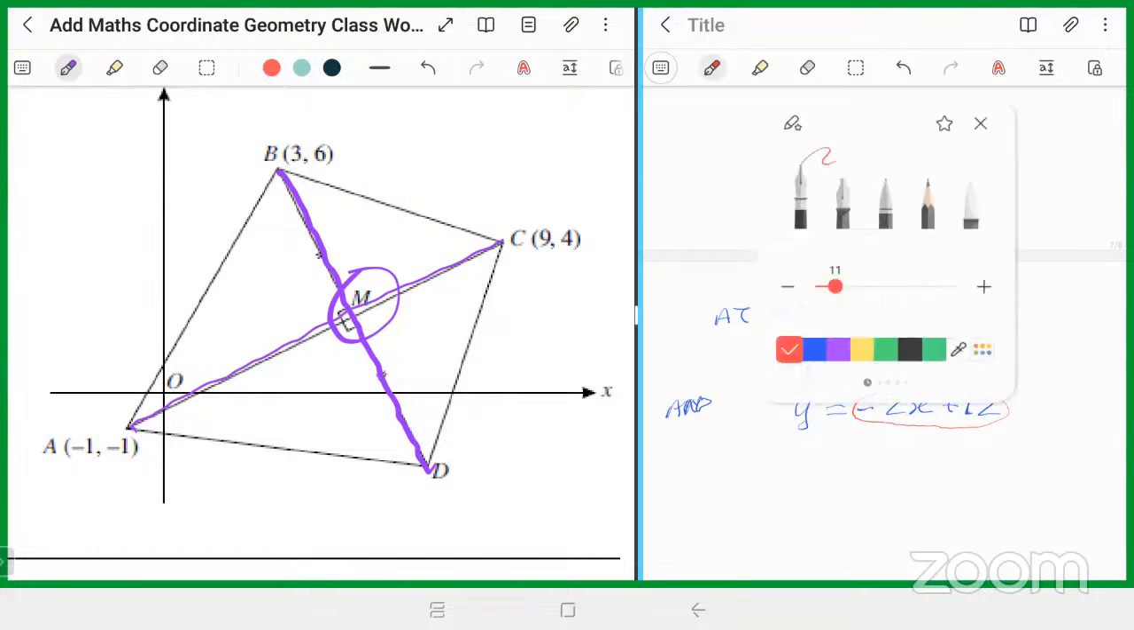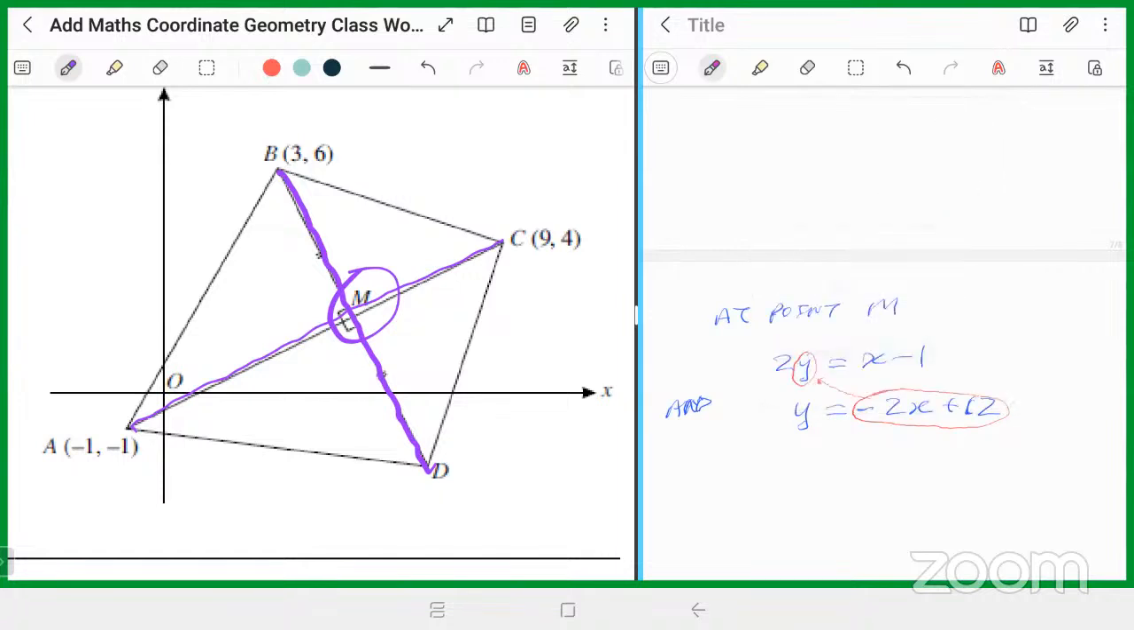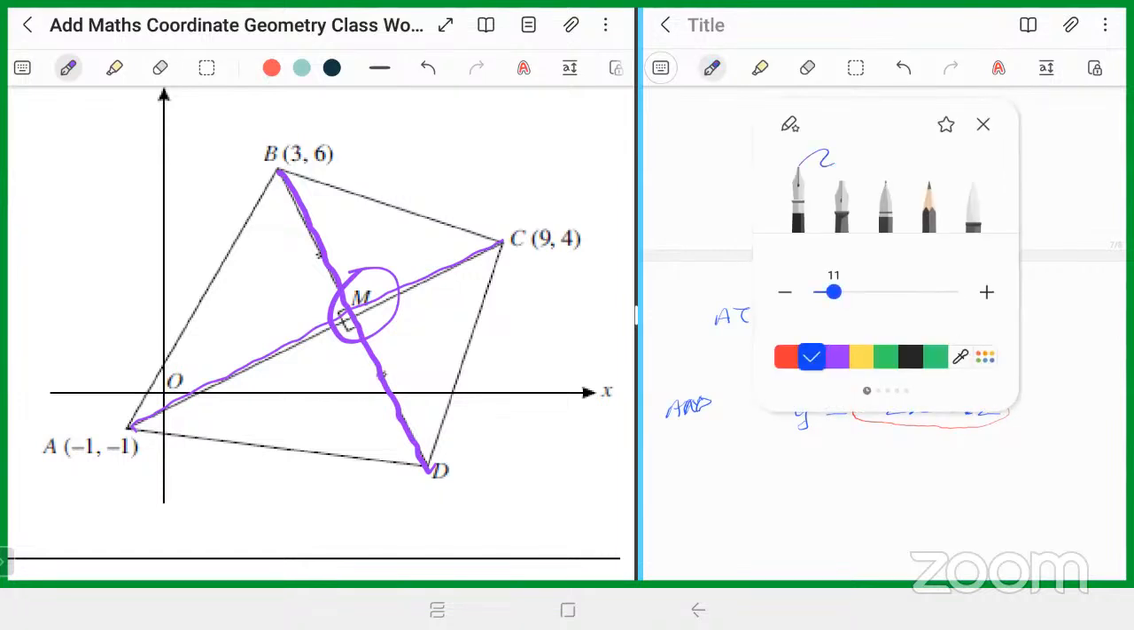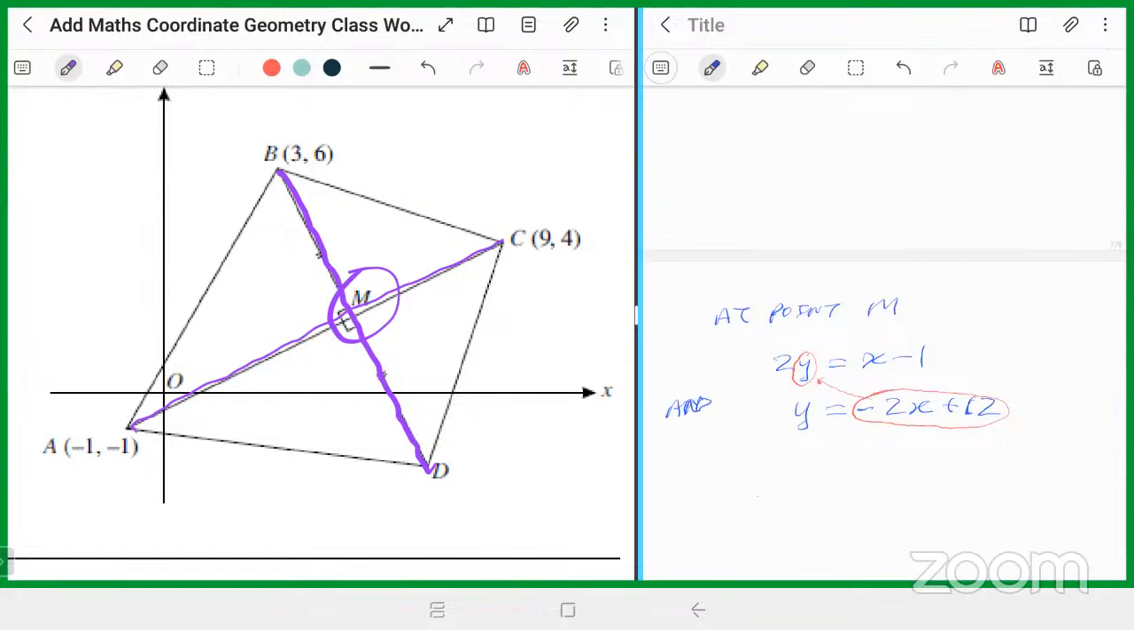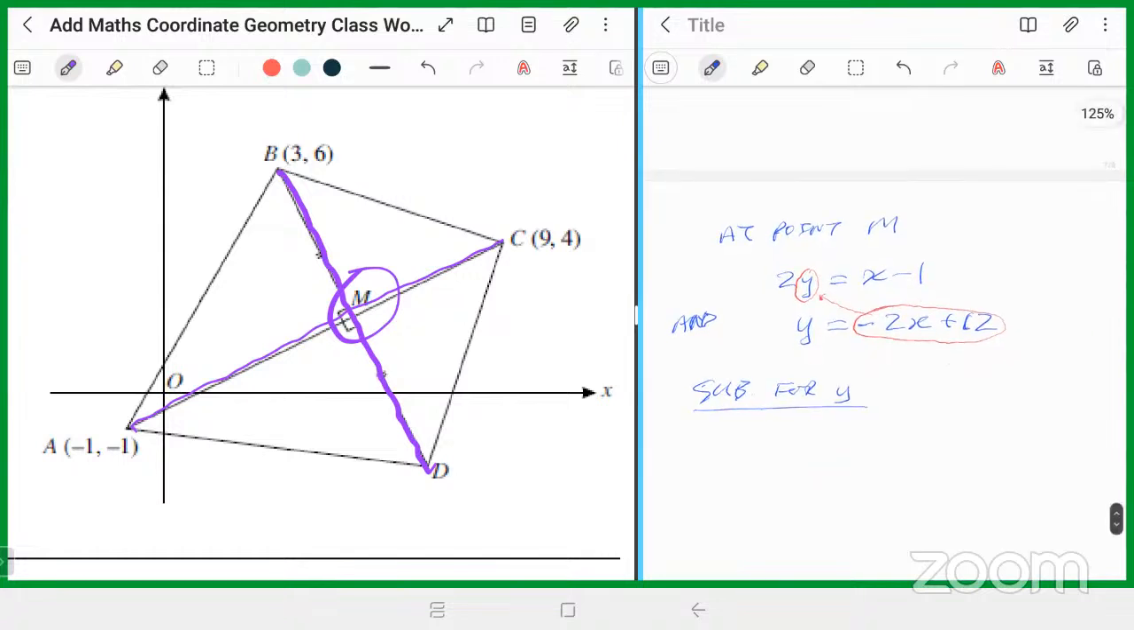So I'm going to sub for y. I'm substituting for y as I've shown there. So right here is going to become 2 times all of this, where the y is minus 2x plus 12. And that's going to be equal to this x minus 1.